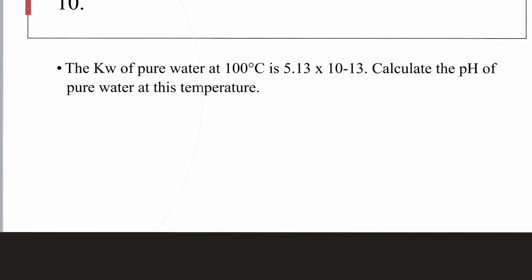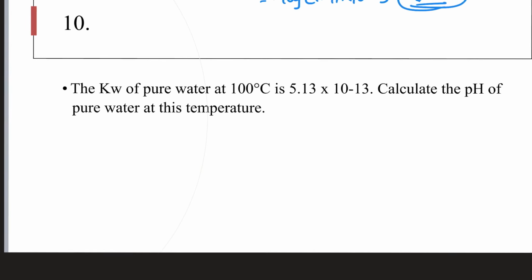Which I think is our last question. Oh man, we finally made it. With this question, we're looking at Kw again. Kw of pure water at 100 degrees Celsius is 5.13 times 10 to the negative 13. Calculate the pH of pure water at this temperature.